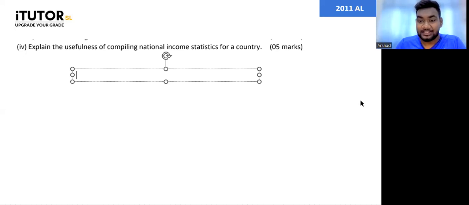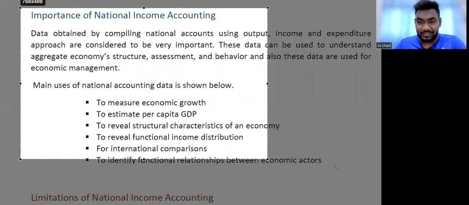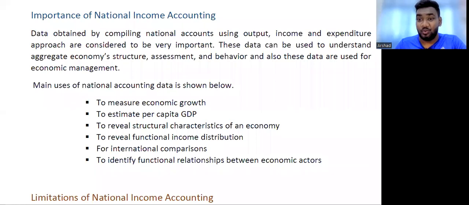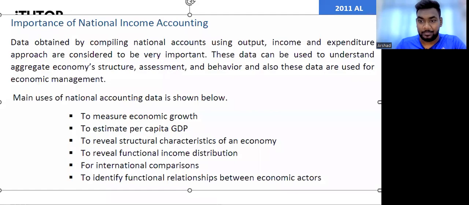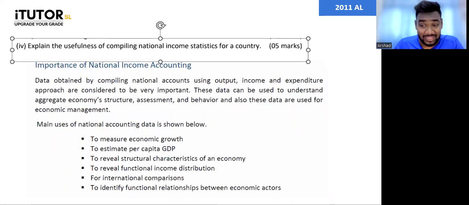Okay. Here are a few things that are there in my tute as well, guys. The importance of national income accounting. I'll copy this and paste it in the answer. So why is this useful? It's useful for all of these reasons over here: to measure economic growth, to calculate per capita GDP, to look at the structural characteristics, like how much is for agriculture, how much is for industry, how much is for services. Now, since they're asking you to explain, you can't give it in point form like this. You need to write paragraphs. So please convert this into a paragraph and nicely write your answer.